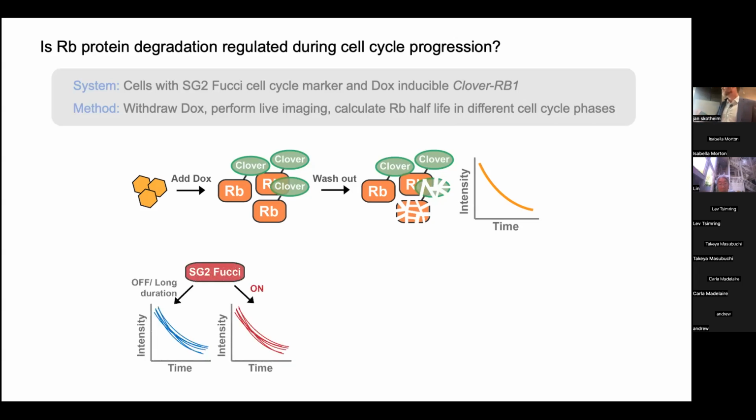In addition to having the fluorescent RB, we also have a cell cycle sensor, the Fucci cell cycle sensor, which we can use to figure out which cells are in the G1 phase of the cell cycle and which cells are in S/G2 phase. And so we can take these two things and look at the half-life of the protein in either G1 or in S/G2.